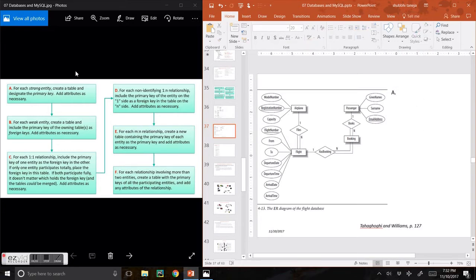locate strong entities first and then designate a primary key, add attributes as necessary. So what this means is, anytime there is a strong entity in your ER diagram, you should create a table for it in your database. So looking at this diagram, I can easily see that there's going to be at least 4 tables in my database: airplane, flight, booking, and passenger. So I'm going to quickly write those down here.